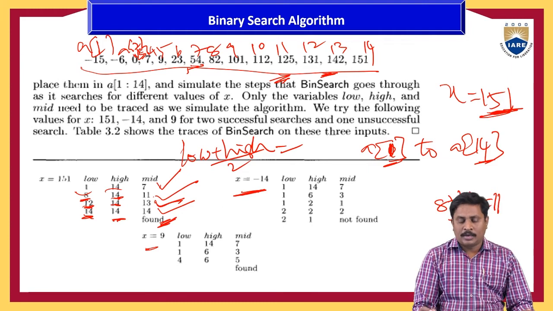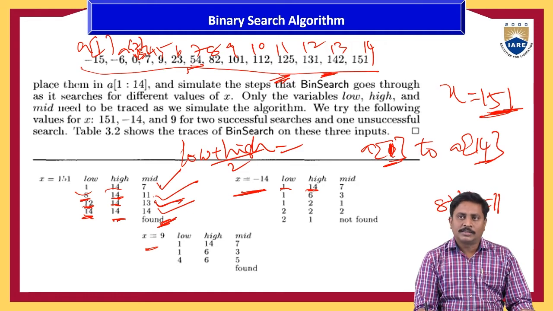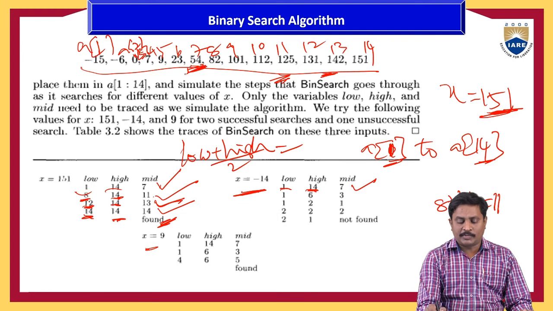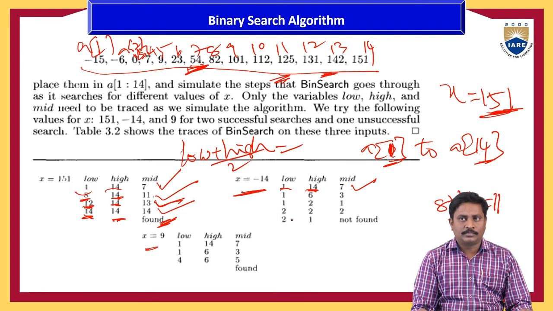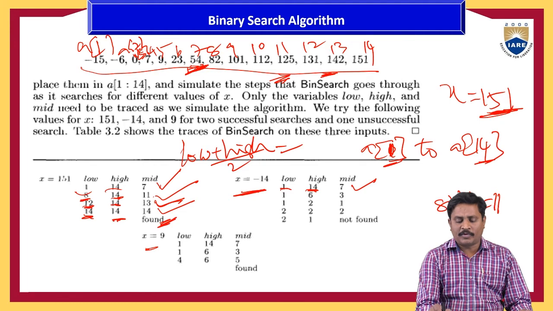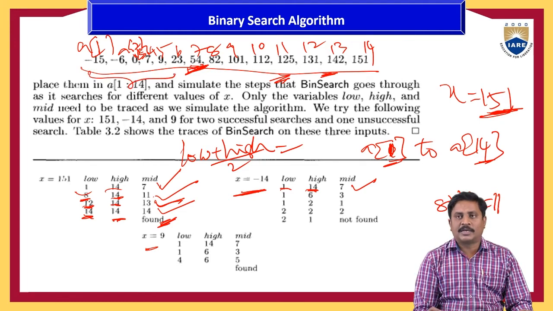Now low value we'll take 1 and high value is 14. 1 plus 14 by 2 is 7 point something, which means 7. So in the 7th position, how much value do we have? 54. Is minus 14 equal to 54? No. So minus 14 is less than the 54 value. That means we'll take the left subarray.